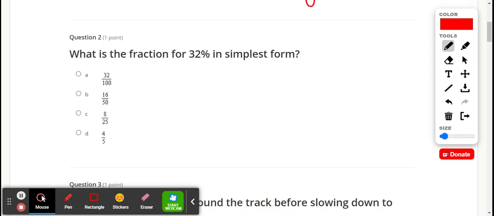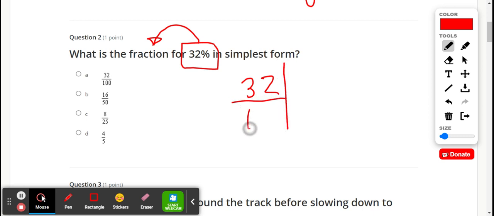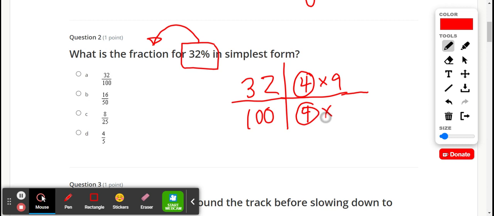Okay, here you have the percent, and you need a fraction. So first thing we know about percent is this percent is out of 100. It is a representation of a number compared to 100, and now we need to simplify it or factor it. One of the factors for 32 is 4 times 8. This factor also works with 100, 4 times 25. So you cancel the factor, and then you're left with the simplified fraction for 32%.